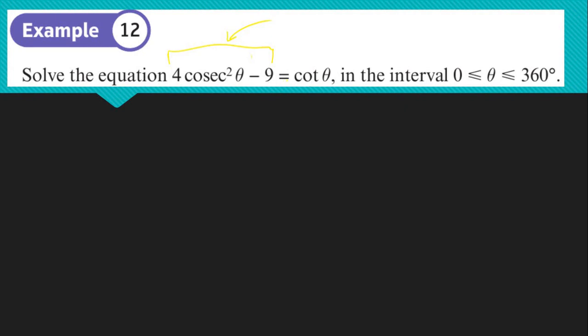Make sure that whenever you do a quadratic skill, you've got equals 0. More often than not, that's going to steer you in the right direction. So if we're going to be trying to treat it as a quadratic, we need to get everything to be in the same trig ratio, so either sine, cos, tan, cosec, sec, or cot. So the first thing I'm going to do is I'm going to say, well, I've got cosec and I've got cot.